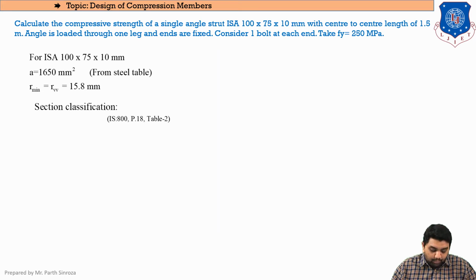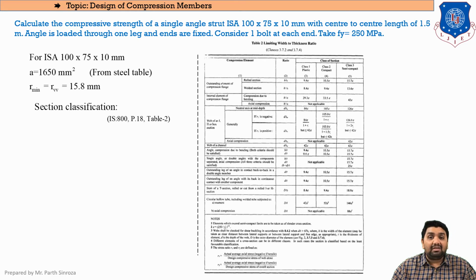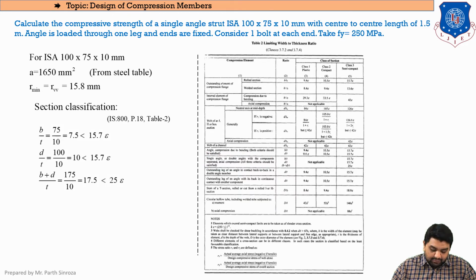Now we move to page number 18, table number 2. Again we are dealing with a single angle, so single angles will always refer to this row, and for that we need to check three ratios: B by T, D by T, and B plus D by T. Solving these, the answers are 7.5, 10, and 17.5. They should be less than or equal to 15.7 epsilon, 15.7 epsilon, and the third case, 25 epsilon.